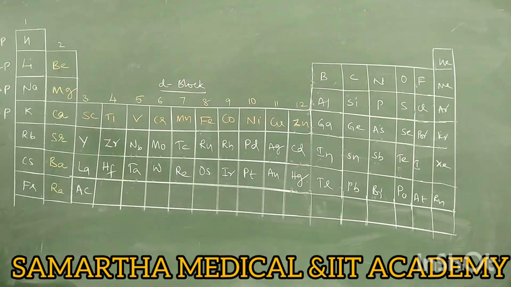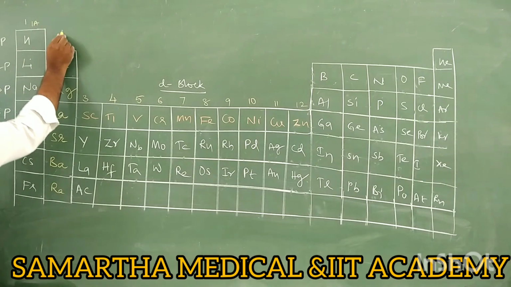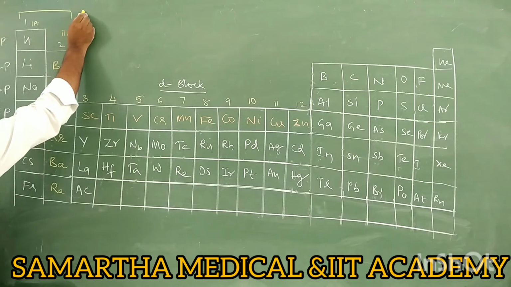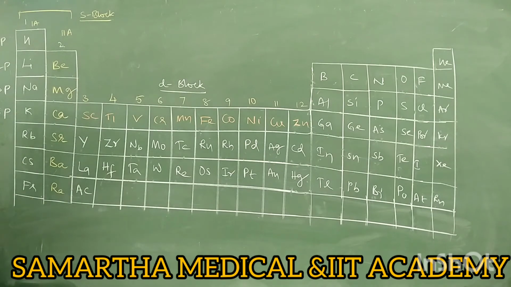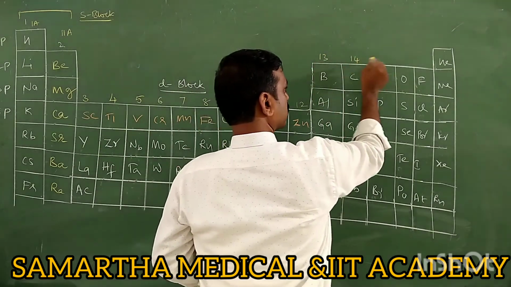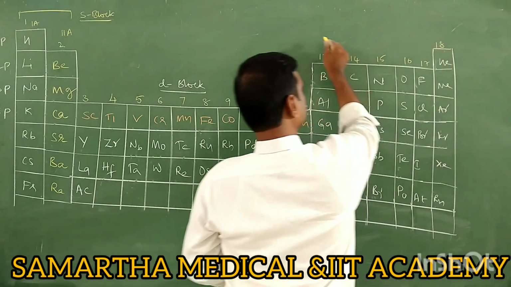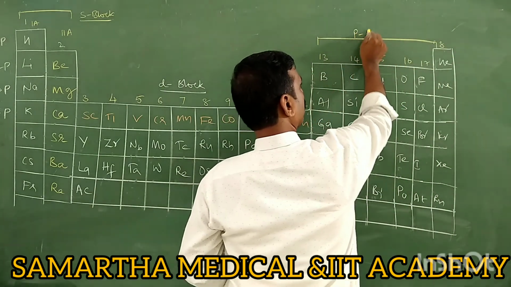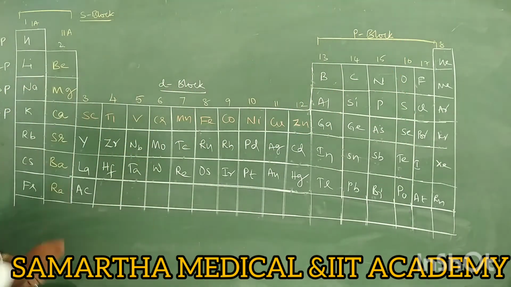Right here, first and second group. So it is first A, it is second A. So these two groups are called what? It is S block, right? S block elements. Next, here it is the 13th group, 14th, 15th, 16th, 17th, 18th. So 13 to 18 group elements are called what? They are P block. Then in between P block and S block there is a D block.